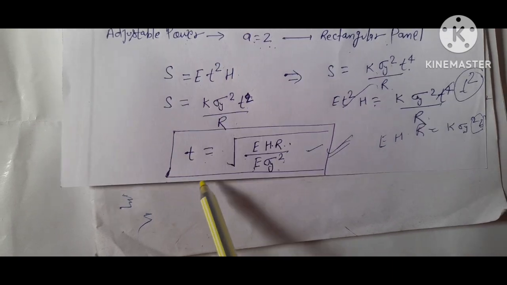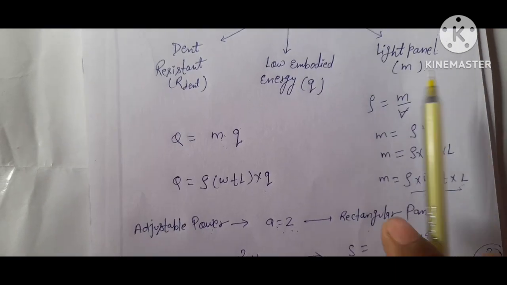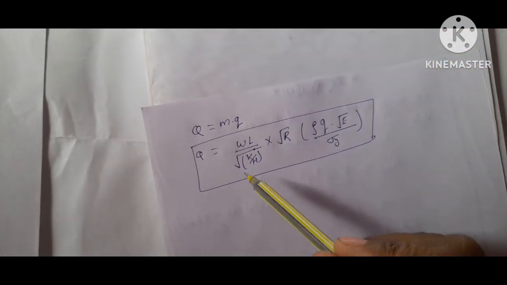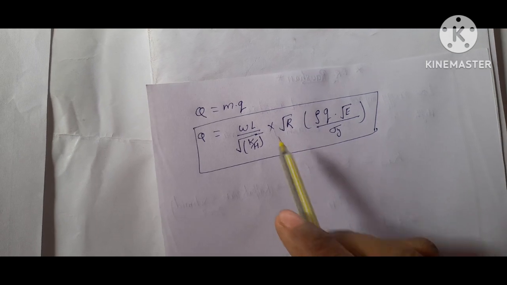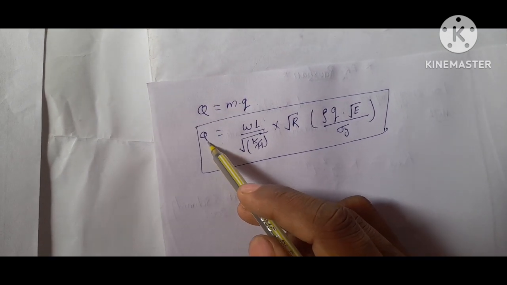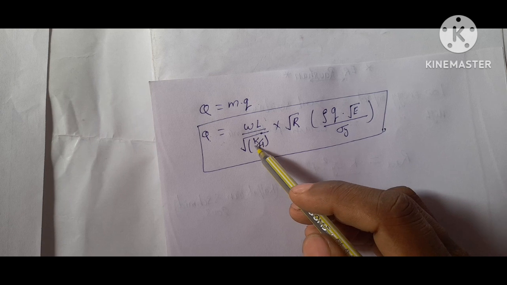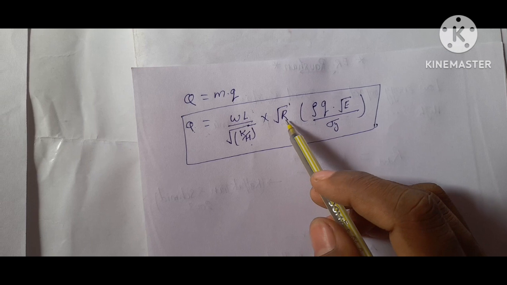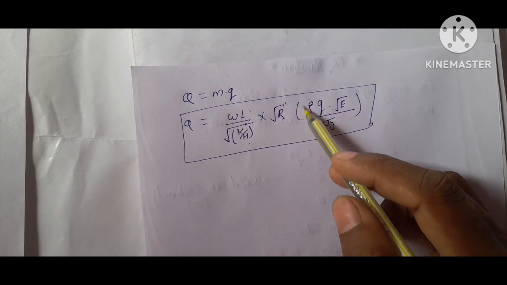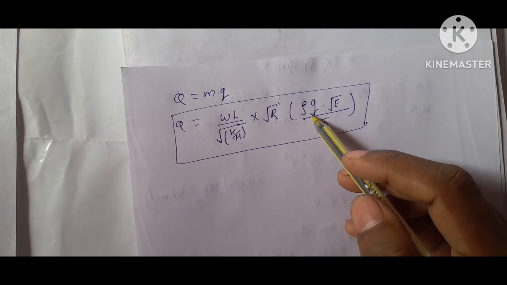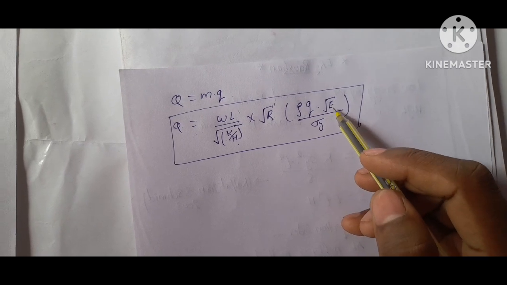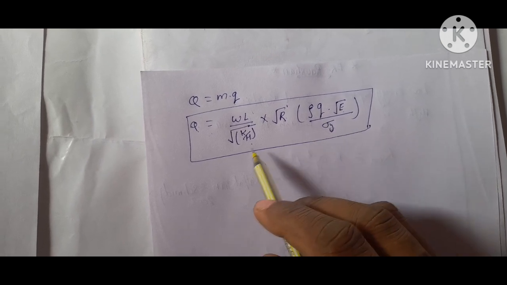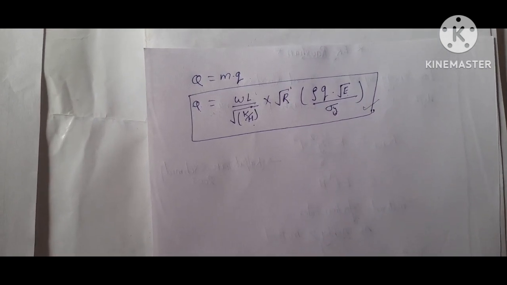Friends, if you want to eliminate T to get the embodied energy, then the energy content Q equals M multiplied by embodied energy Q, which equals W L multiplied by the square root of K divided by H multiplied by the square root of R, and rho Q multiplied by the square root of E divided by sigma Y, that is the yield stress. So this is the energy consideration formula.